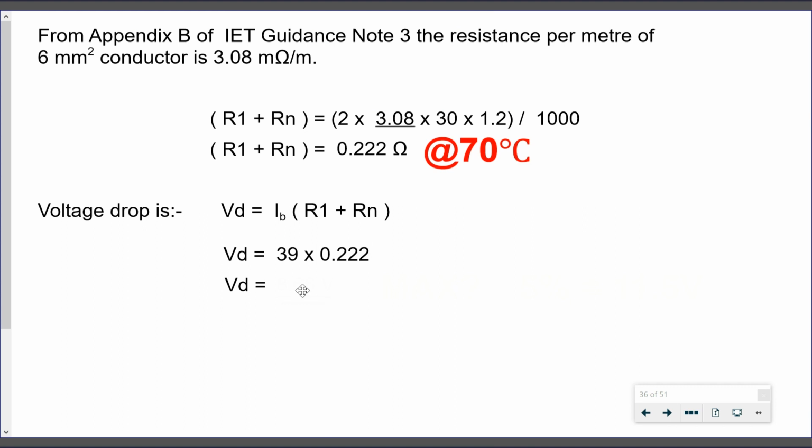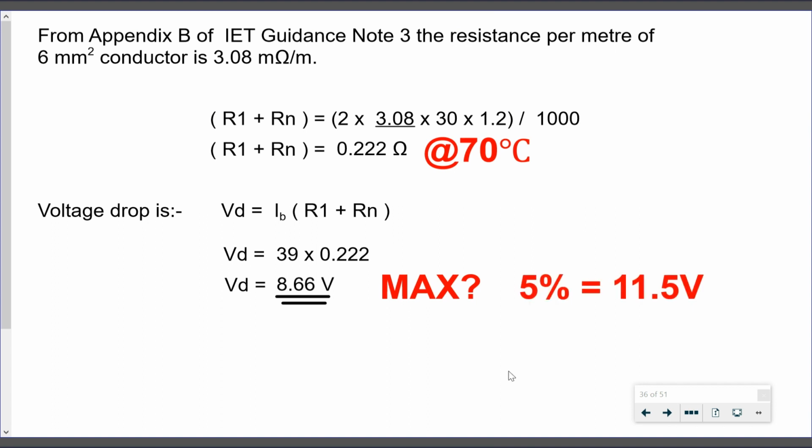Okay, that gives us an actual volt drop for this circuit of 8.66 volts. Now this circuit, the maximum volt drop that we can allow, because it's not a lighting circuit, is 5% of the supply voltage. So we'll take that as 230 volts. So 5% of 230 volts is 11.5 volts. So you'll see there the volt drop, the 8.66 volts that we've calculated here, taking into account that temperature correction, is 8.66 volts, which is less than that 11.5 volts max that we're allowed.